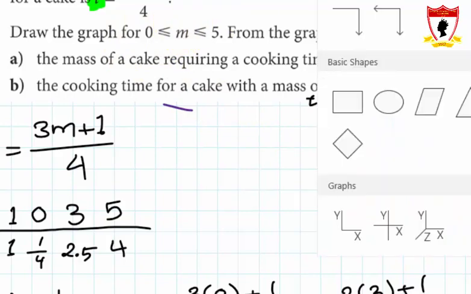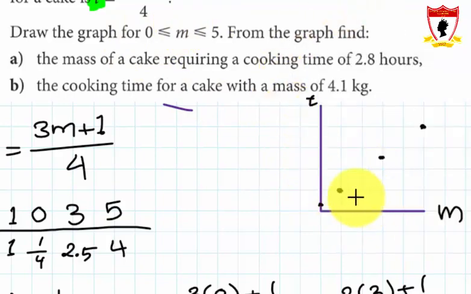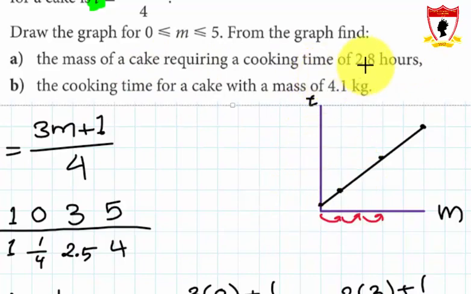Now let's join these points with a straight line. Then this is the graph. Now part A, the mass of a cake requiring a cooking time of 2.8 hours. 2.8 is too close to 3, and it's about t. It's time in hours, which means t. Then we're going to find 2.8 on this vertical line.